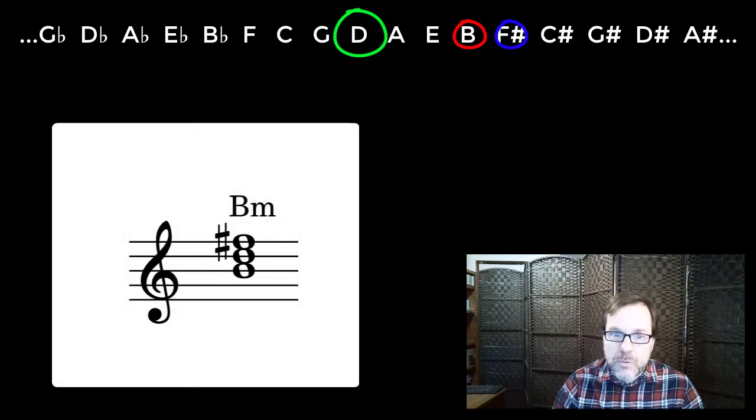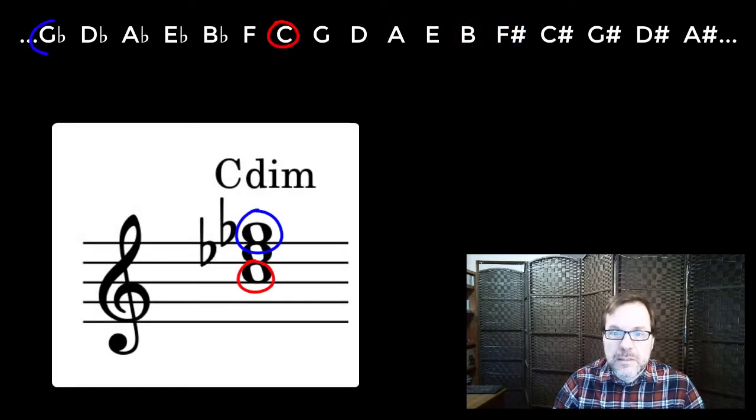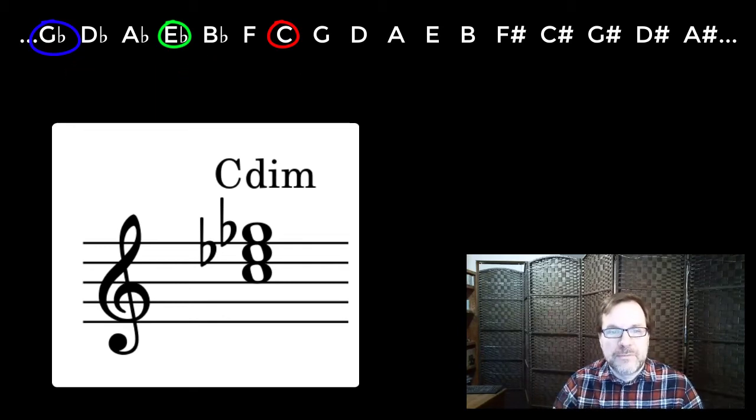A diminished chord follows a different pattern, but is very easy to spot. Here is C diminished, a stack of minor thirds, C, E flat, G flat. On the line of fifths, it shows up as 3 notes, each separated by 2. The root is always here, with a third and diminished fifth in the line to the left. Remember that minor and diminished intervals are always to the left.